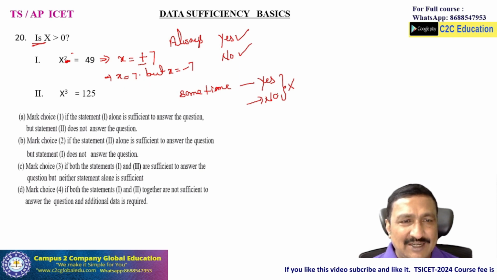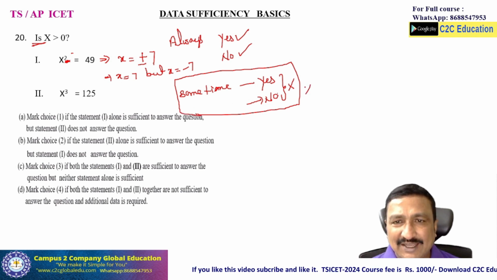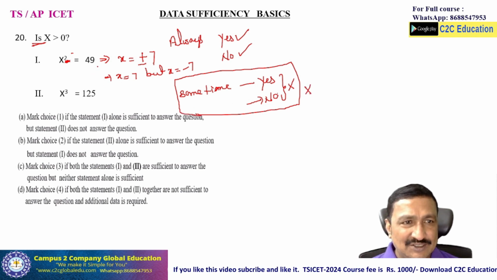So according to the first statement, sometimes it is greater than 0, sometimes it is less than 0. So we are getting a sometimes situation. Whenever we get a sometimes situation, we cannot find the answer. So the first statement is not sufficient.